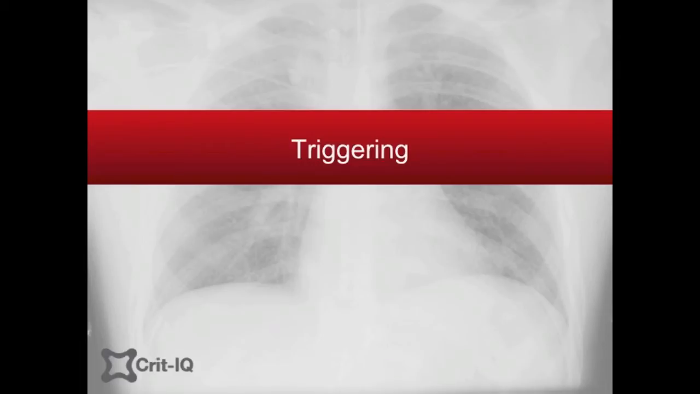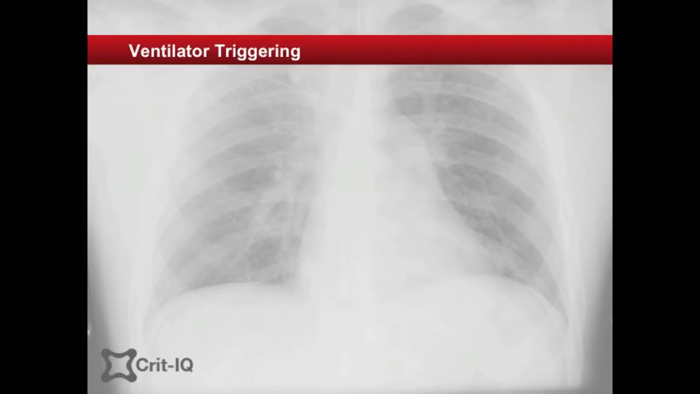For all these modes to be effective, the ventilator must be able to identify when the patient is breathing. This is known as triggering. There are two main methods that the ventilator uses to detect the patient's efforts to breathe, known as flow trigger and pressure trigger.